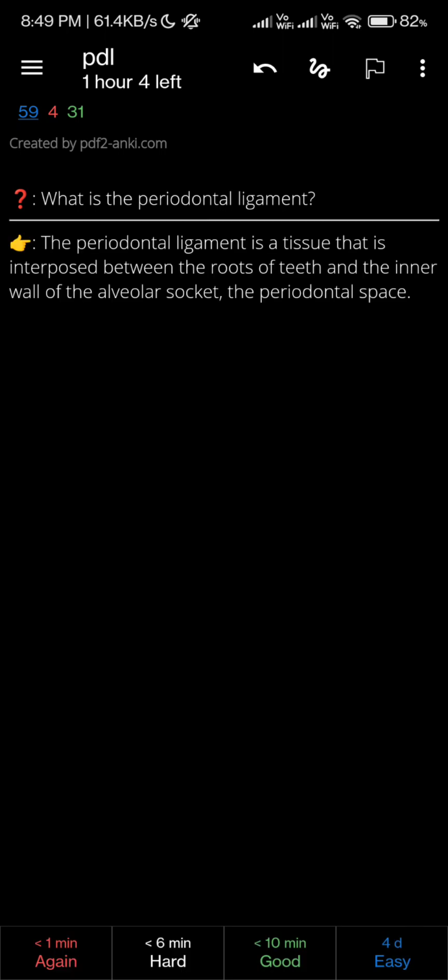What is periodontal ligament? It is a soft fibrous connective tissue that connects the tooth to the bony socket. It is cellular and vascular, and it is interposed between the root of the tooth and the inner wall of the alveolar socket. It is called the periodontal space.